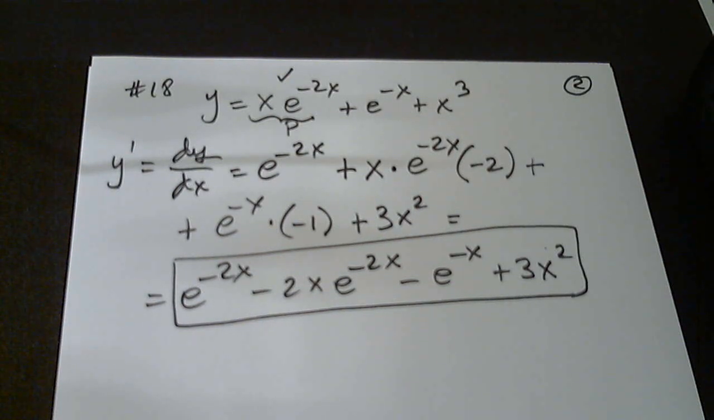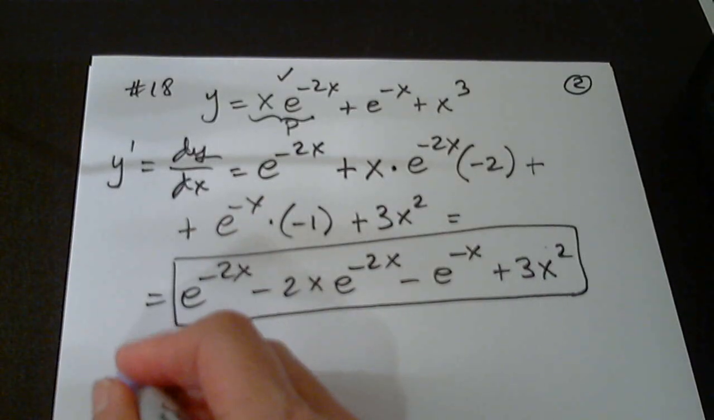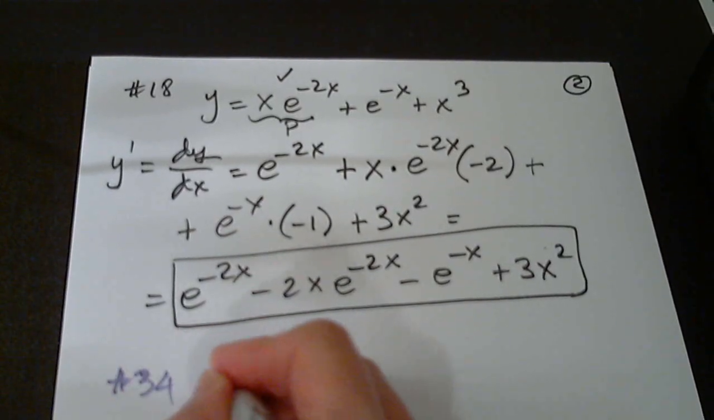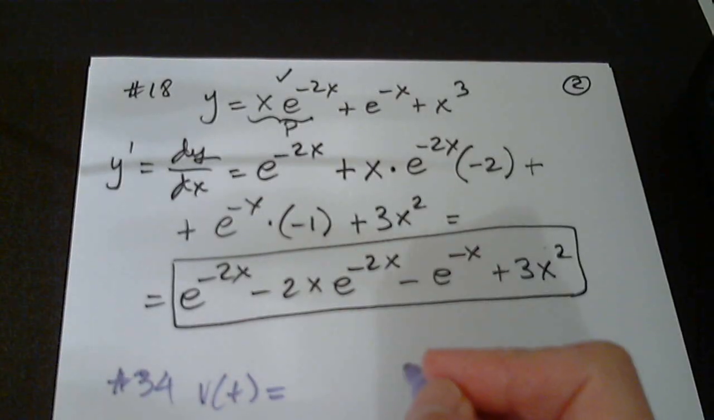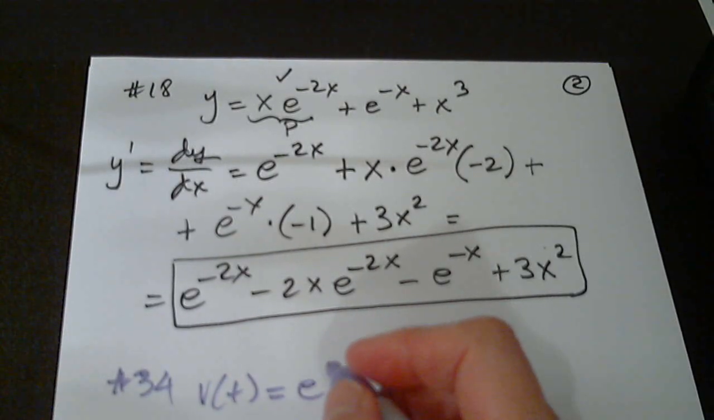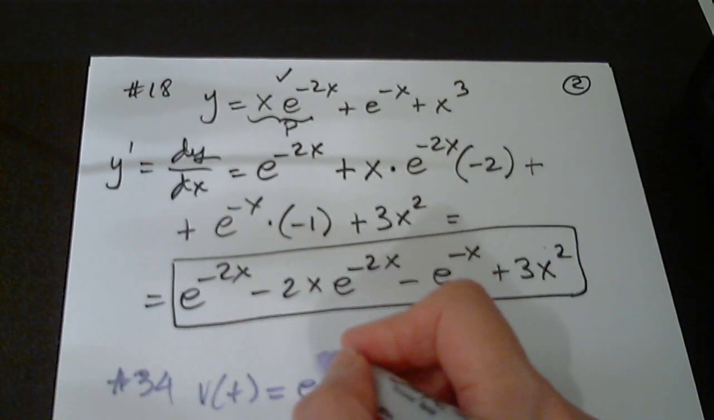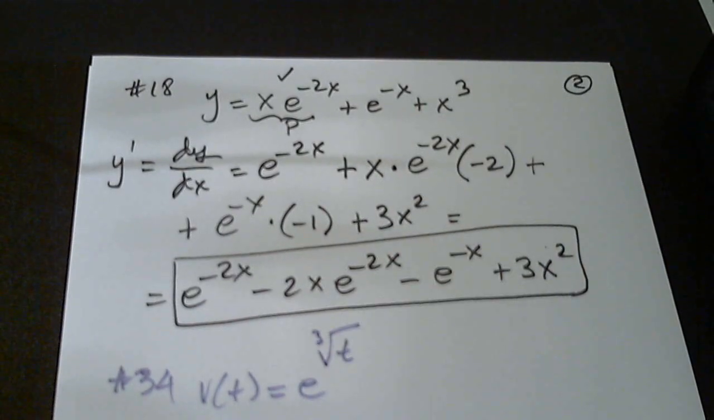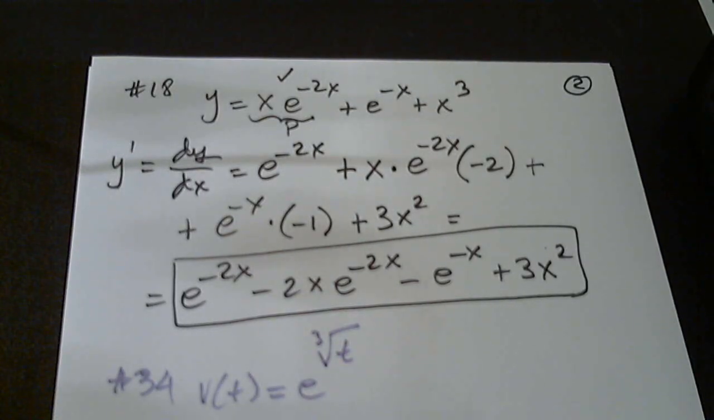Maybe 34. Okay, so we want to look at 34. V of t is e raised to the cube root of t. How on earth they came up with that? It doesn't matter. Let's take a look.